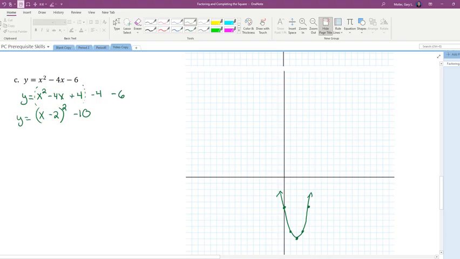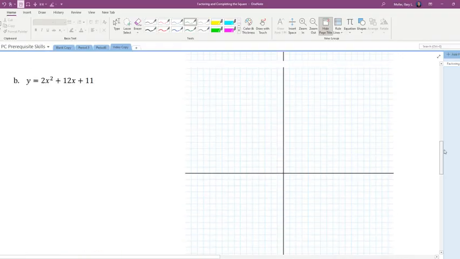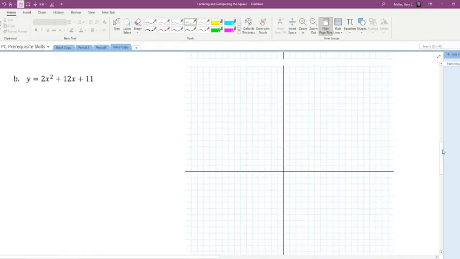All right. We will practice those today. Let's go back up and look at part B. All right, part B is slightly harder. And the reason is because we have a 2 on that leading coefficient. So there are a couple of ways we could deal with this, but the easiest way, or at least the way we're going to be doing it in class, is we're going to factor that 2, but we're only going to factor the 2 out of the first 2 terms. So here's what this is going to look like.